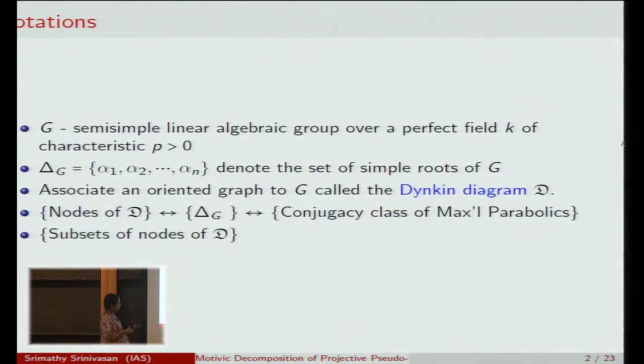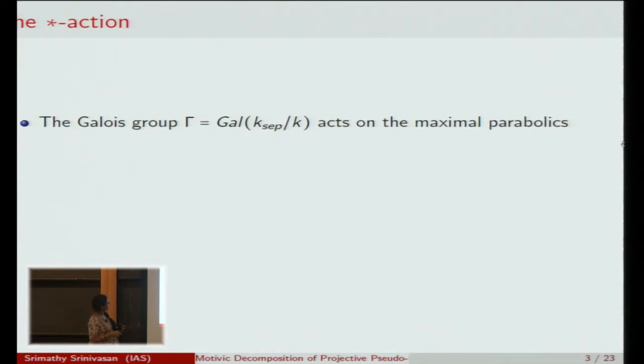So the nodes of the Dynkin diagram are in one-to-one correspondence with the simple roots, which is again in one-to-one correspondence with the conjugacy classes of maximal parabolic subgroups. And also the subsets of nodes of the Dynkin diagram are in one-to-one correspondence with the conjugacy classes of parabolic subgroups. Okay, so these are well-known facts about linear algebraic groups.